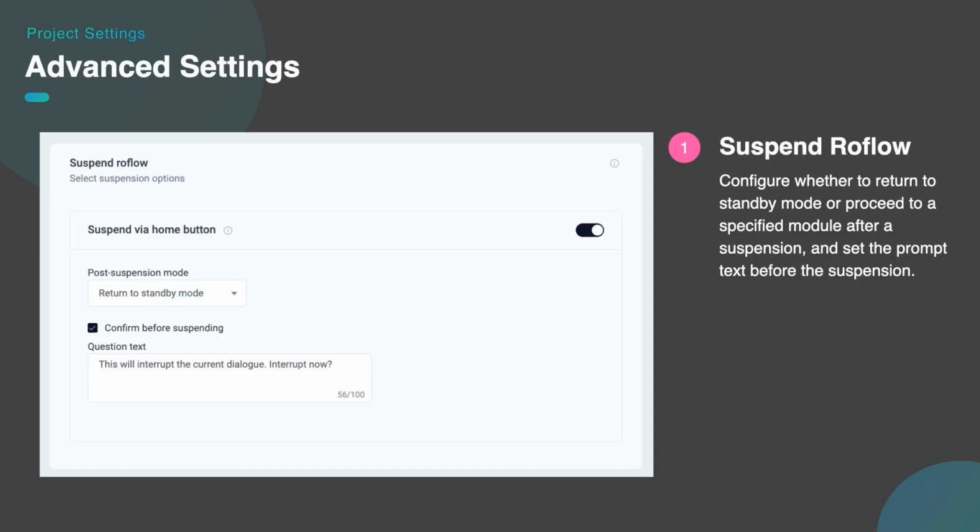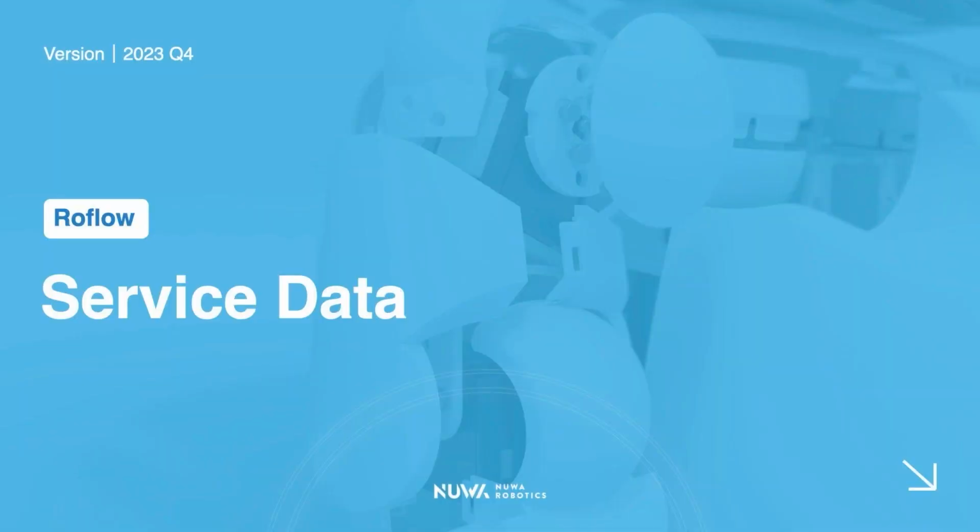In the advanced settings, you can configure the suspend Roflow, service data, and variables. The suspension settings determine whether the robot can suspend Roflow midway. If you allow the process to be suspended, you can configure whether the robot should return to standby mode or proceed to a specified module after a suspension, and set the prompt text before the suspension. The service data and variables in advanced settings will be explained in the following sections. Next, let's move on to the service data.